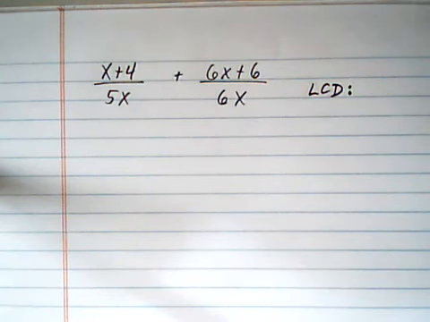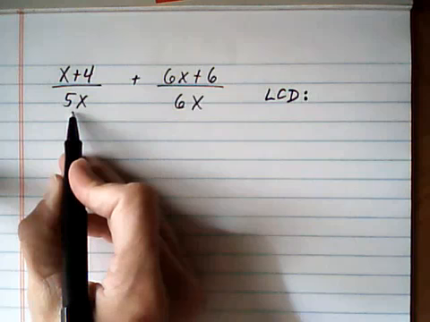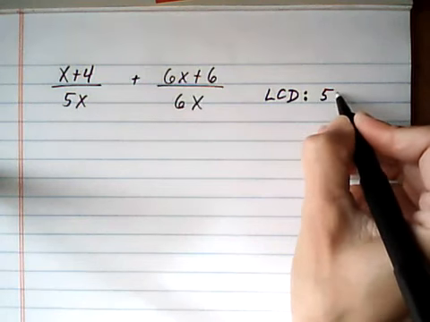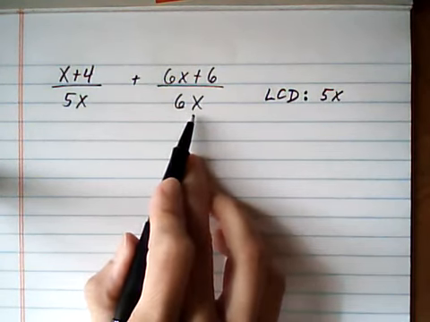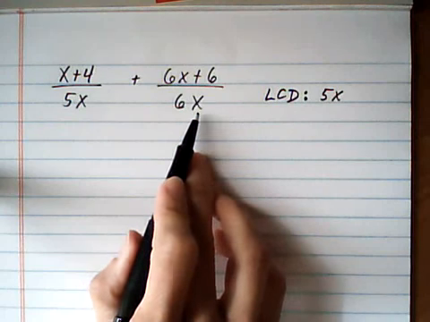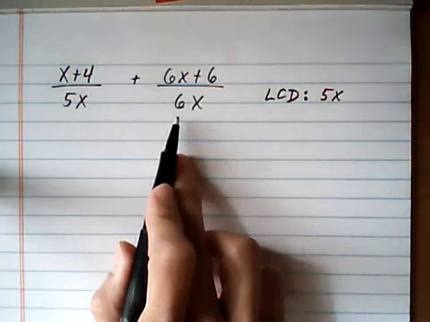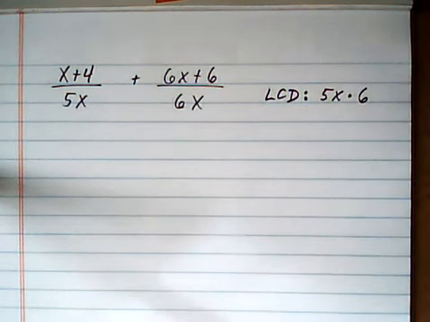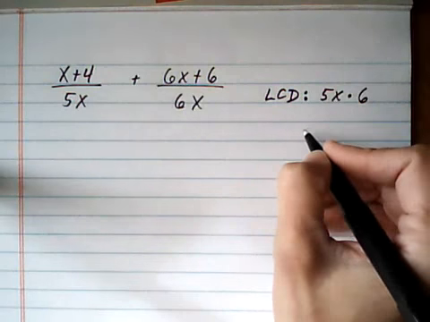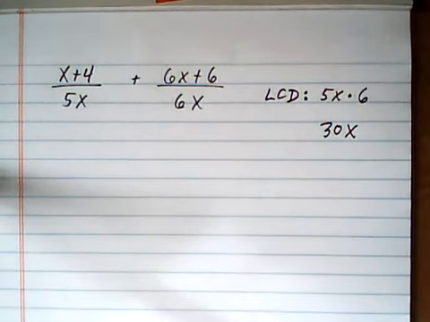And to make the LCD, what I usually do is take the entire first denominator, 5x, and then look at the second denominator. If there's a piece that we don't have yet, for example, we've already got the x factor here, but we don't have the 6, so if there's a factor that you don't have yet, multiply it in to build your LCD. And then that's it. Those are our only two denominators, so our LCD is 30x.